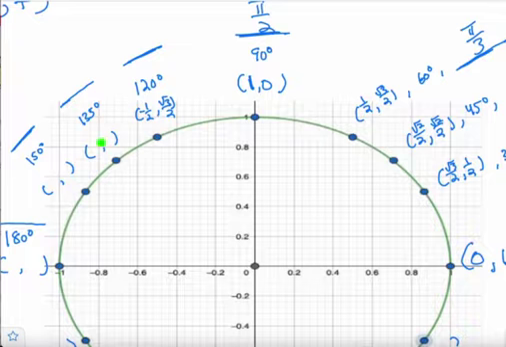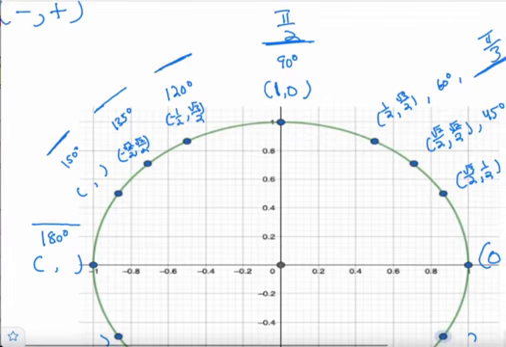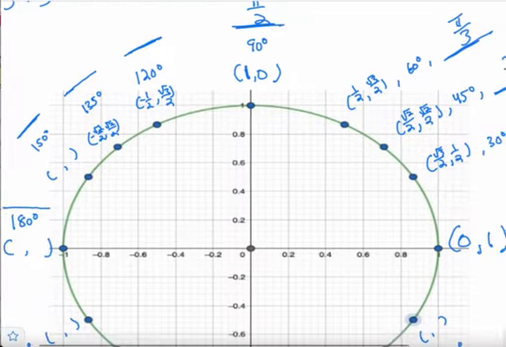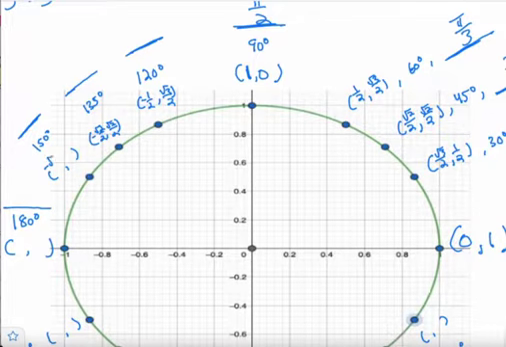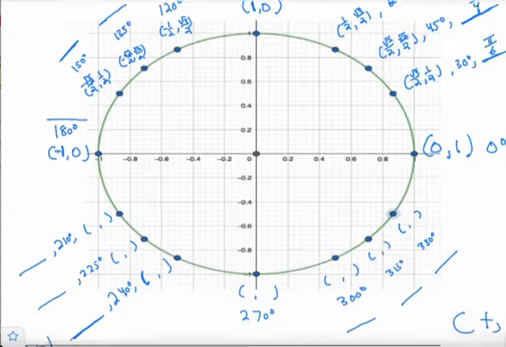Now the reference angle for 135 is 45. So I'm going to put minus square root of 2 over 2, square root of 2 over 2 for that. And then the reference angle for 150 is 30, so I'll copy these coordinates over. Again, I just have to get the minus square root of 3 over 2, 1/2. And then 180, we can just see that comes in at minus 1 and 0. Okay, so that gets us the second quadrant.